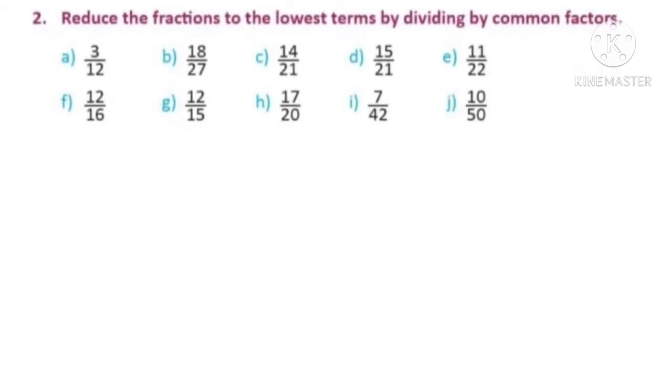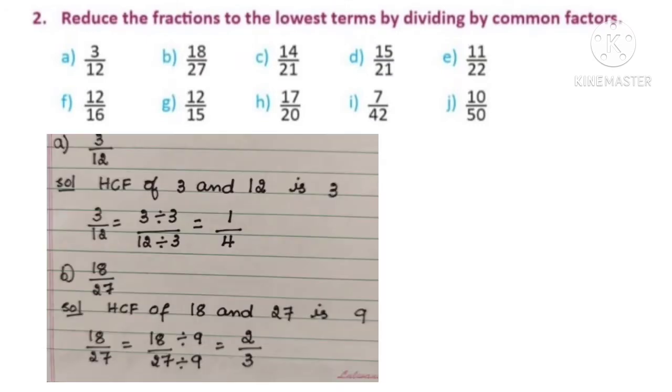Now, second sum, reduce the fractions to the lowest terms by dividing by common factors. A, the first sum, 3 by 12. Here, to reduce the given fraction to the lowest term, you have to find the HCF of 3 and 12. HCF of 3 and 12 is 3. Now, divide both numerator and denominator by 3. 3 by 3 equal to 1. 12 by 3 equal to 4. Answer is 1 by 4.